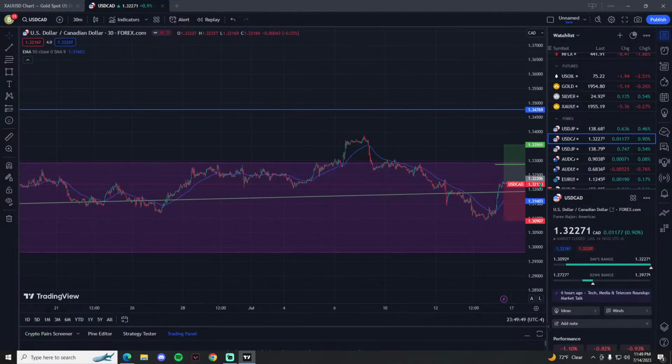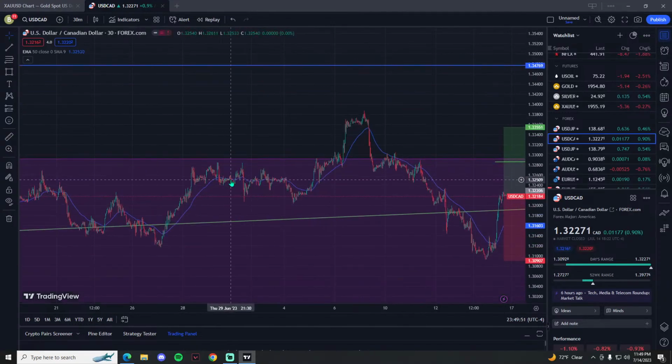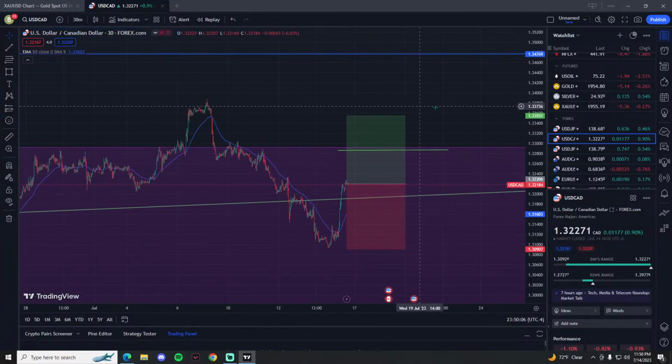That might not look like a lot, but guys, we're on the 30-minute timer. That's 1.3 to, what is that? I'll show you right here. 1.325 all the way up to 1.328. That's some good pips.